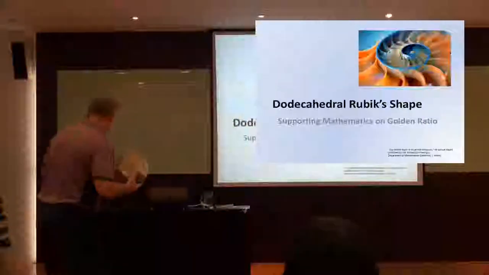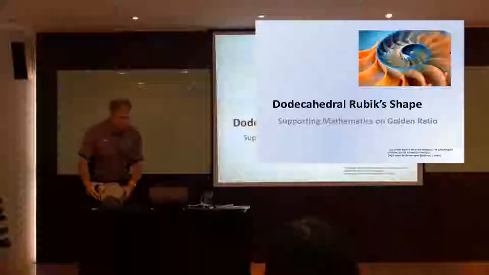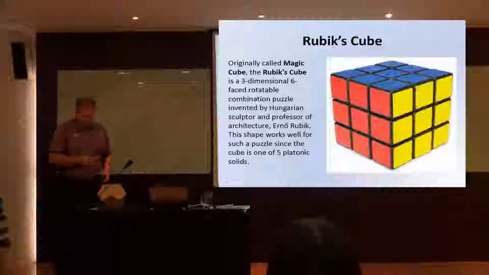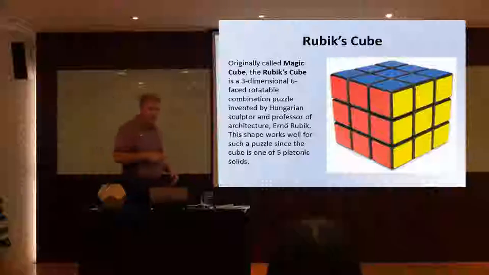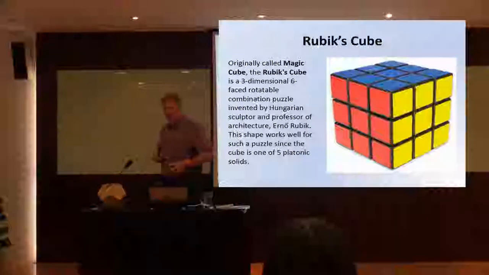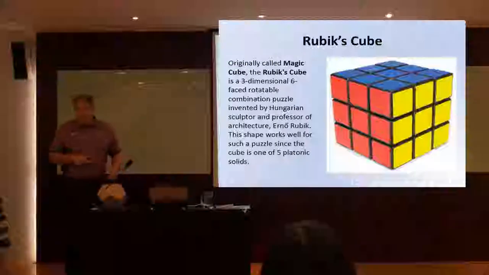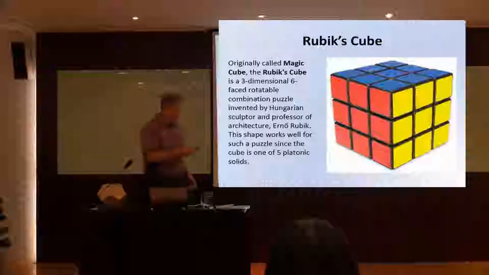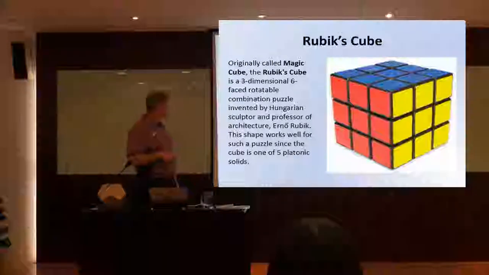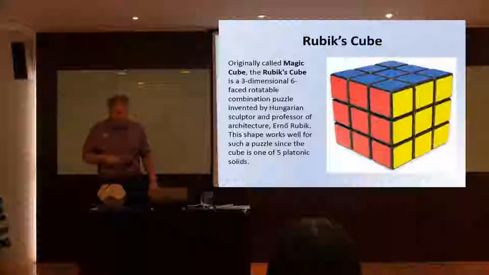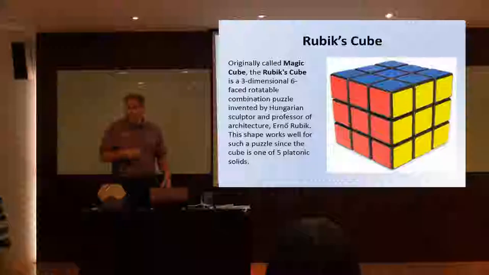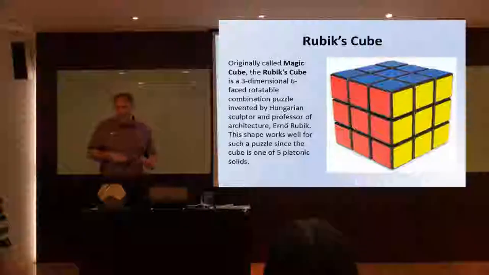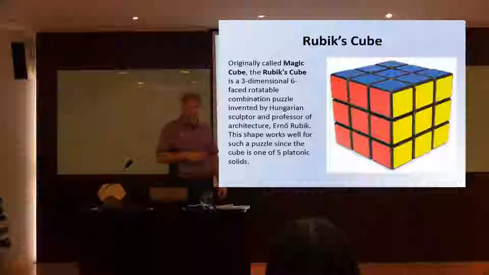All right, so I'm going to move back to my computer here. And let me just talk about the Rubik's Cube. This is the general Rubik's Cube, and in Chinese, we call it Muofeng, I believe. It was originally called the Magic Cube. Most of you are familiar with the Rubik's Cube. It's a three-dimensional, six-faced, rotational combination square puzzle. The name Rubik's came from the guy named Erno Rubik. And this shape actually won Toy of the Year in 1978, I believe.